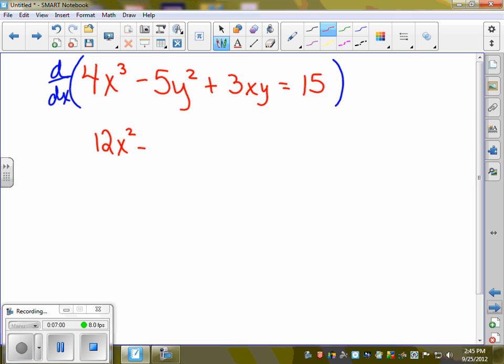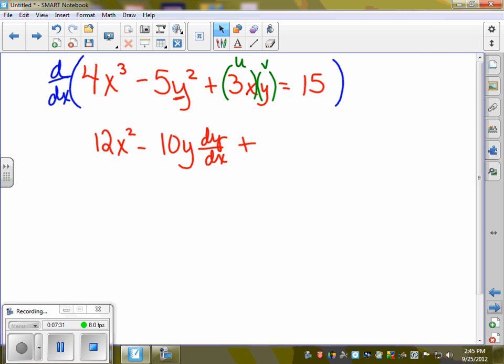5y squared would be 10y dy dx. Again, remember, the 2 is going to multiply with the 5 to give me 10. Y to the first times the derivative of the something, which would be the dy dx, plus, then to take the derivative of 3xy, I have to do this as a product rule, because you're multiplying two things together, a 3x and a y. So let's let u be 3x and let v be y.